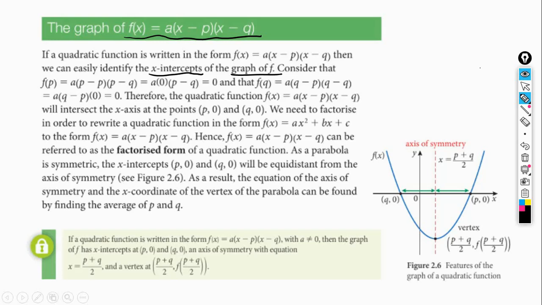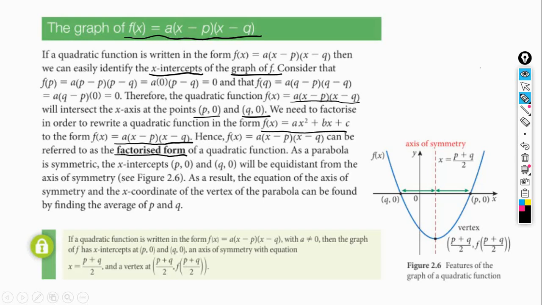So notice that if we have the quadratic function in this form, we know that it's going to intersect the x-axis at the points p, 0 and q, 0. So like I said, we would need to factorize in order to rewrite a quadratic function in the form of ax squared plus bx plus c to this other form, a times x minus p times x minus q. So that's why this is also referred to as the factorized form of a quadratic function.